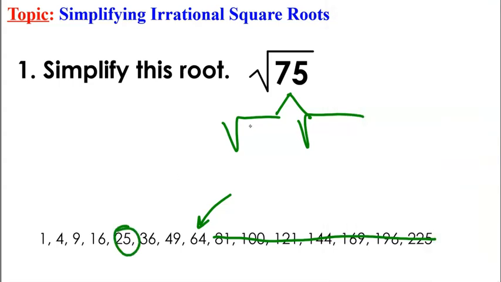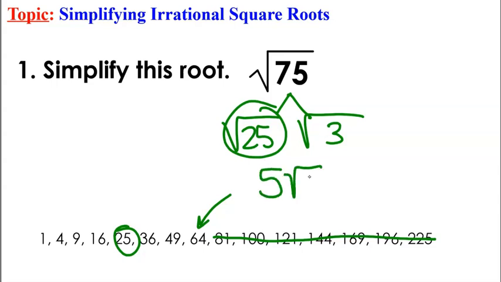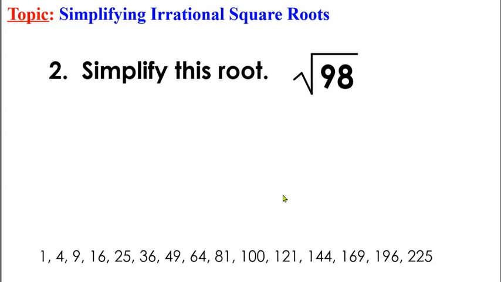So 25 is my perfect square factor, and 3 was the other factor. Again, since I've split them up, this one can be square rooted, and the square root of 3 remains. This is the actual final answer. This root has been simplified. Let's try this one more time.